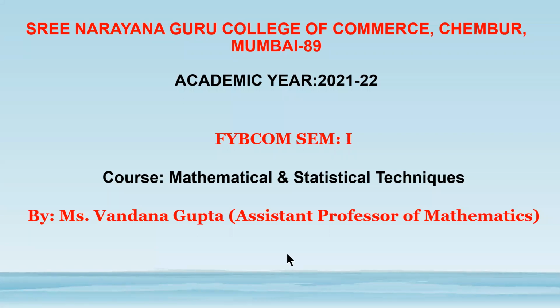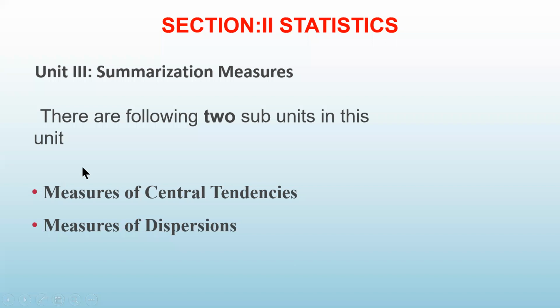We have already completed the first unit, that is shares and mutual funds of mathematics. You know that this course, Mathematical and Statistical Techniques, has two sections. Section 1 is mathematics and section 2 is statistics. In section 1, you have two units. Unit 1 is shares and mutual fund, that we have completed. And in section 2, statistics, we have 3 units.